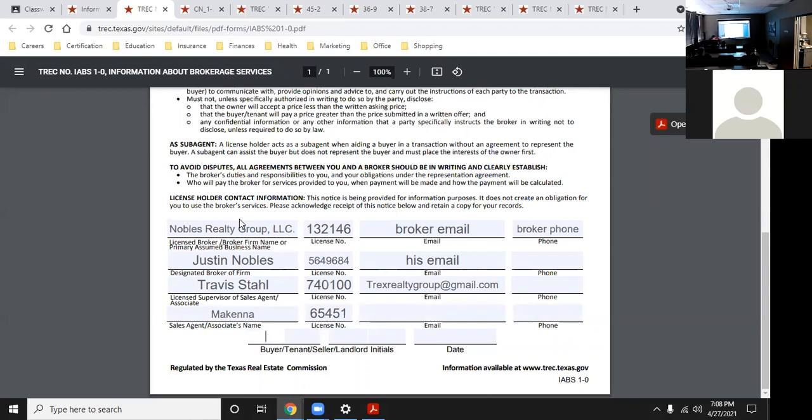But this form would have to be filled out, and this is what you would give to your clients. Basically it would tell them what the company or the brokerage is, who is the broker, who is your team lead. So this is a form McKenna would give to her clients. For me, I would just put my name here and leave this blank because I'm not a part of the team. Now, basically, what this is saying is that I am a supervisor of a sales agent. You do not have to be a broker to be a supervisor.